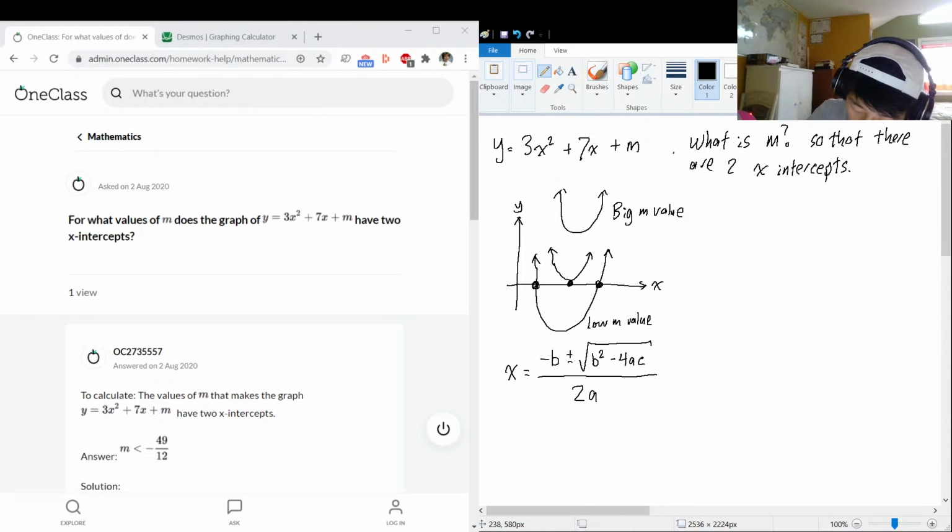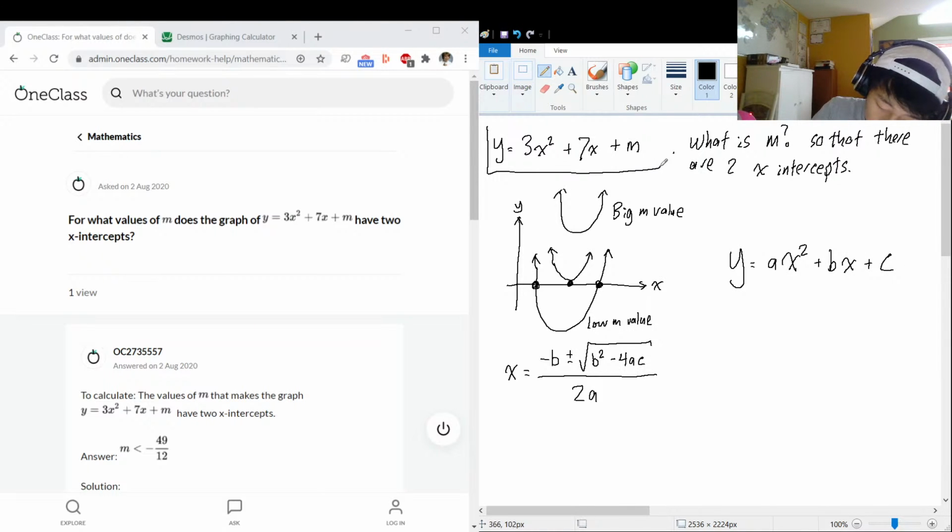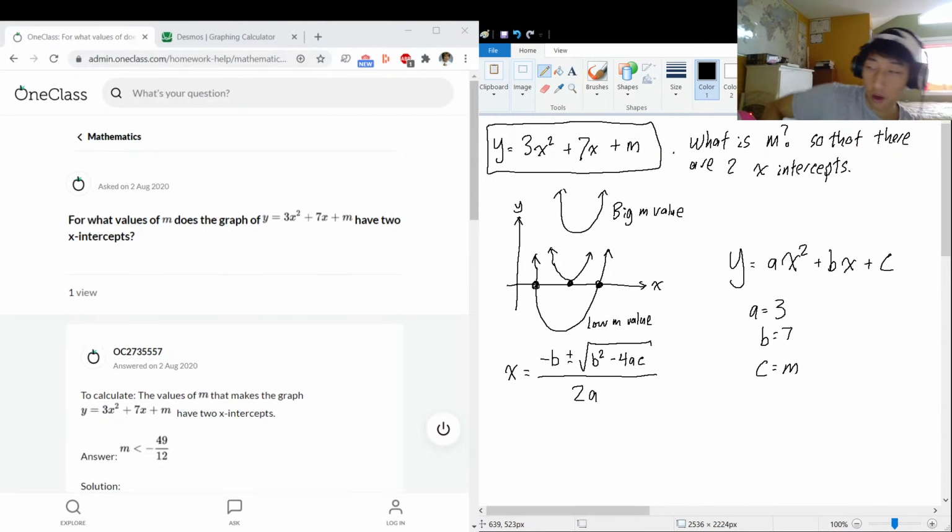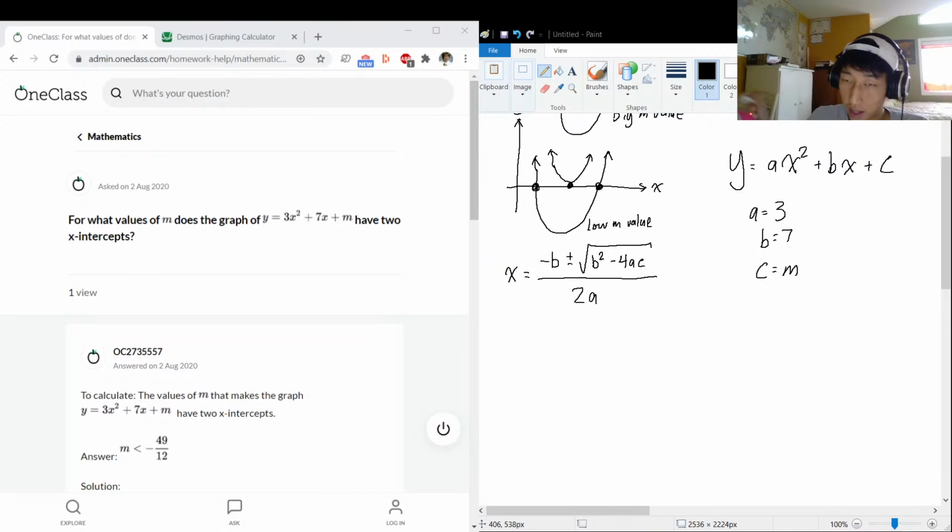So when we have a quadratic equation, it looks like this. This is the general form: y equals ax squared plus bx plus c. So from our equation up here, we can see that a is 3, b is 7, and c is m. We're going to need to keep it as an unknown variable for now, but that is nothing to be concerned about. So let's sub those into the equation and see what happens.